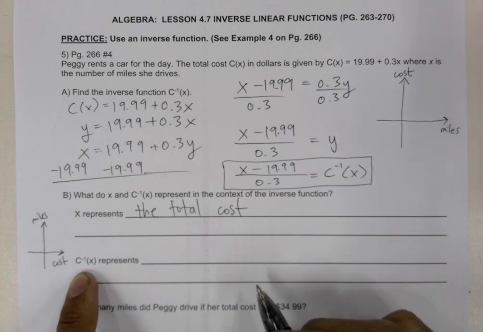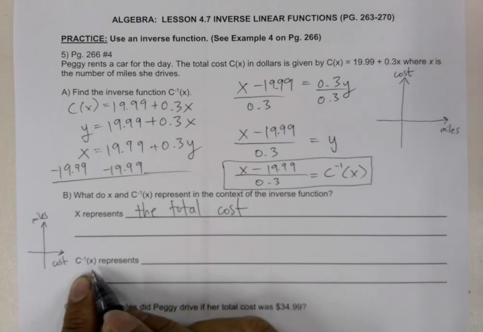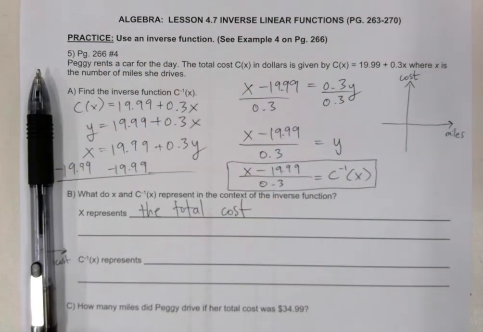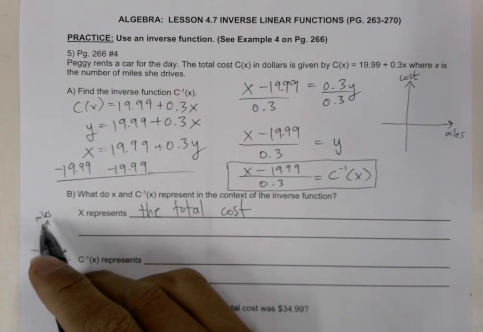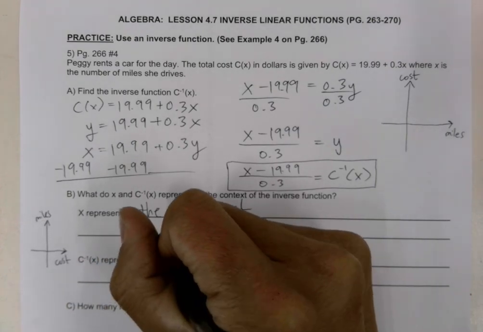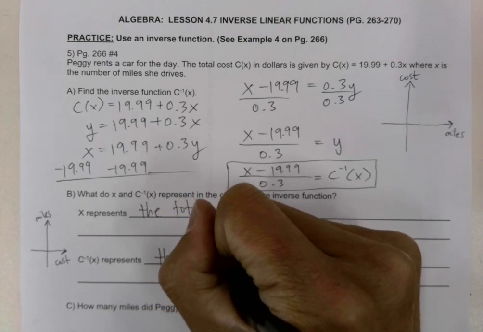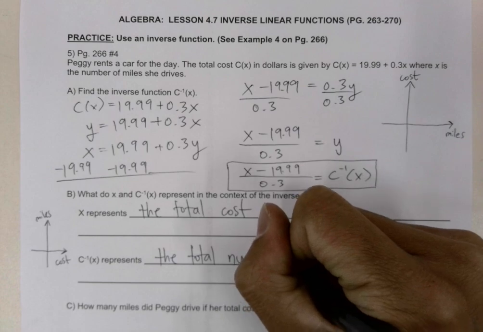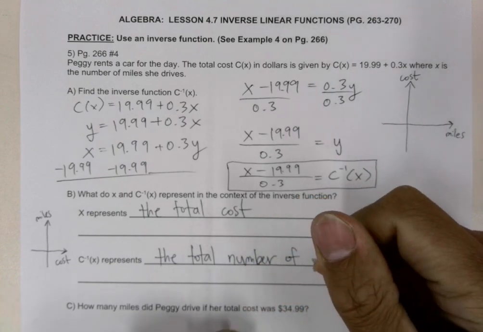Now the question is what does the inverse of c of x represent? Inverse of c of x is our y-axis, and our y-axis is miles. So let's put here the total number of miles driven.